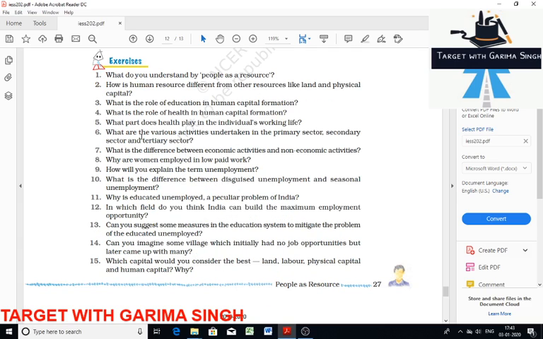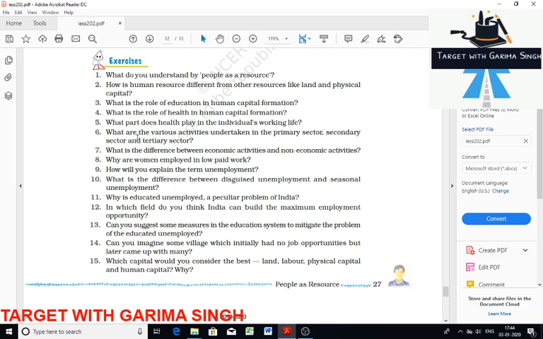Let's discuss the sixth question. What are the various activities undertaken in the primary, secondary, and tertiary sectors? This question is very easy. The primary sector comprises activities related to the extraction and production of natural resources. Agriculture, forestry, animal husbandry, fishing, poultry farming, mining, and quarrying are the activities undertaken in this sector. Secondary comprises activities related to the processing of natural resources. Basically, raw material is converted into finished goods, which is done in the manufacturing sector. Tertiary comprises activities that provide support to the primary and secondary sectors through various services like trade, transport, communication, banking, health, tourism, insurance, and a number of services you can write here.